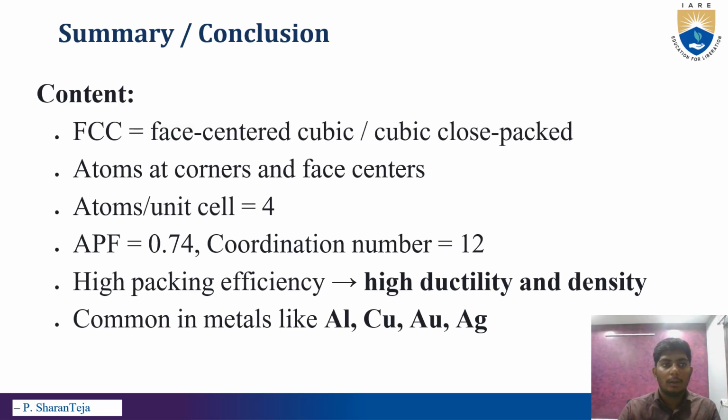Conclusion and summary. To summarize, FCC is face-centered cubic structure which contains 4 atoms per unit cell. APF is equal to 0.74, which means 74% packing efficiency, and the coordination number is 12. FCC metals are highly ductile, strong and corrosion resistant. They are used in aerospace, electronics, energy and biomedical industries. FCC is nothing but strength plus flexibility plus durability.